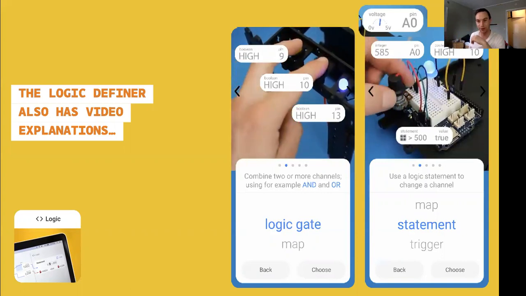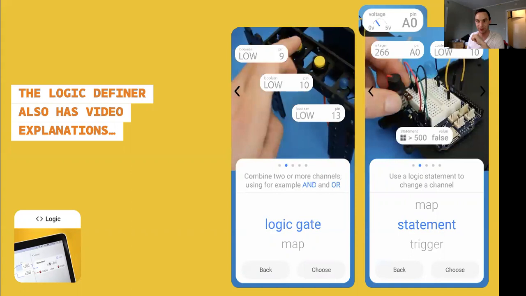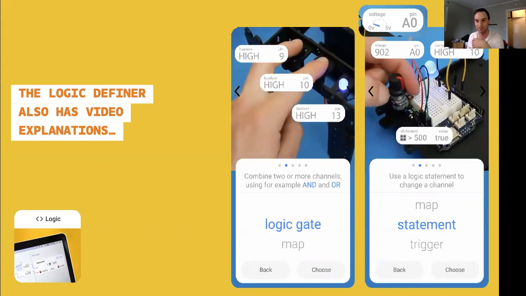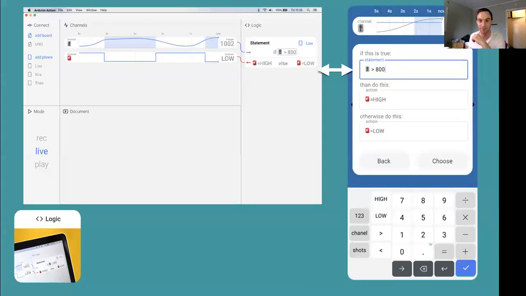So you have these little descriptions or explanations in really short videos that help you to understand what these functions are. And when you then go into the function definer or the logic definer, you can then change the statement. You can change the actions that happen because of that statement. And you see this represented on the big screen on the laptop as well. And you can see directly how it would influence the channels below.